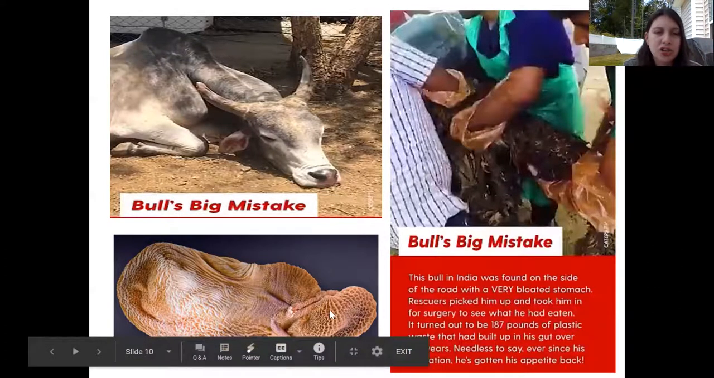And then this is a picture of the cow's stomach, of the four compartments. This is one of the compartments. You can tell the difference in the compartments by the way that they look, by the textures.